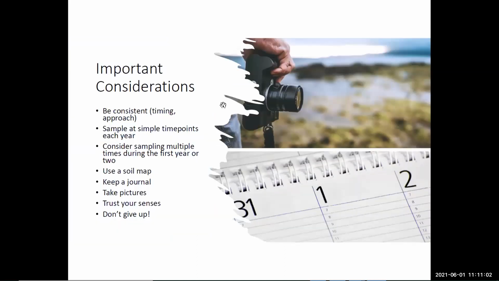Important considerations. The guide kind of goes through this. There's different sampling times that are important for different indicators, but be consistent. Pay attention to your timing. Sample at the same time points each year. Use a soil map and get to know your soils before you go out. Keep a journal, take pictures, talk, and just keep track of things. And you're going to amaze yourself at how much you're going to learn about your soils and what your management is doing. And with that, I am out of time.